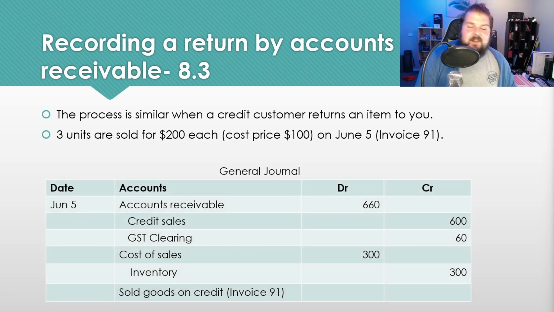So we record our credit sale as per normal, where we have our accounts receivable of $660 because that is the GST and the inventory that they owe us for. Obviously, credit sales of $600, GST of $60 because we now owe that to the government. But we keep in mind that we've incurred the expense of cost of sales and we've lost some inventory as a result.